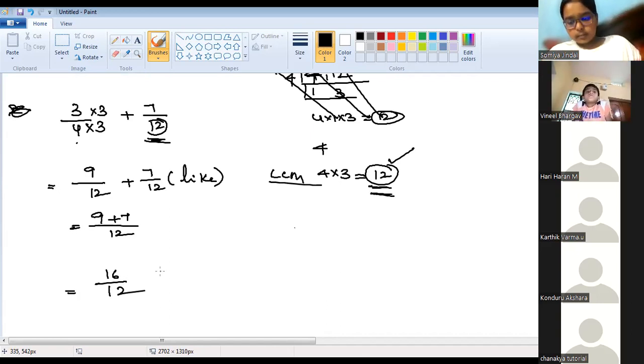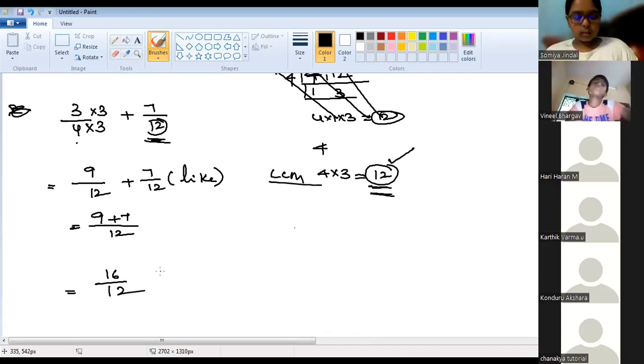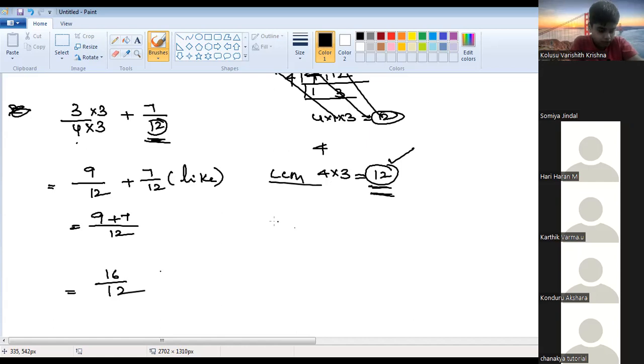Here it is not in standard form, so convert it to simplest form. Is there any common factor for the numerator and denominator? There are many common factors like 1, 2, 4. Which is the highest common factor here? Yes, you can divide with the 4 table, right? Children, 16 divided by 4 is 4, and 12 divided by 4 is 3. So 4 by 3.